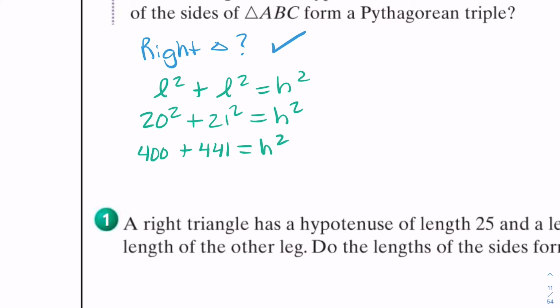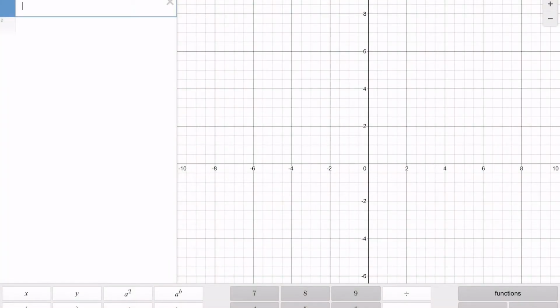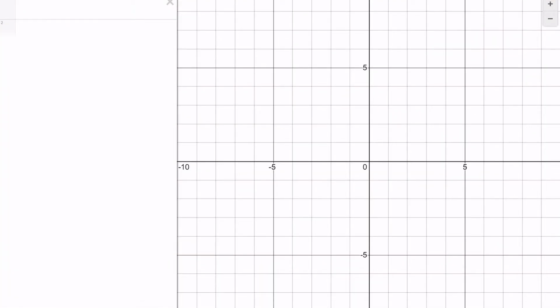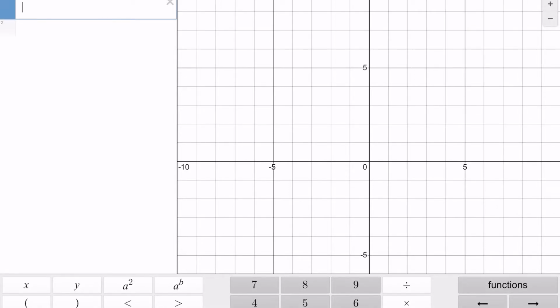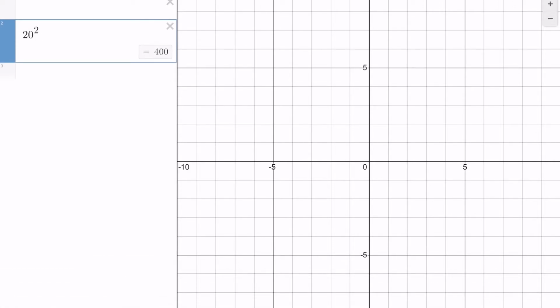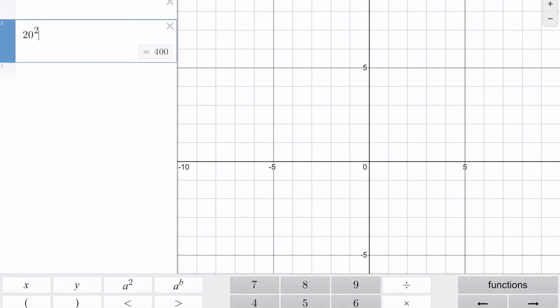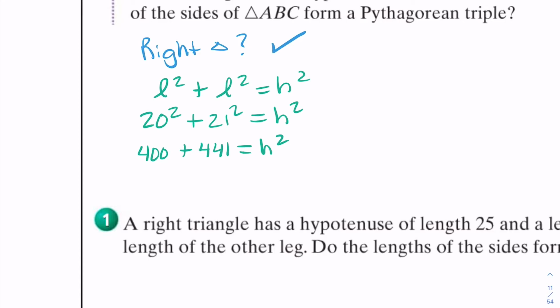So take a look at this. We do have a calculator. I like to use desmos.com. And we have everything right here. You don't need projector mode on. I'm just trying to make it a little bit larger for you to see. In this case, we're able to type in 20 squared. Notice this button right here is squared. We can actually type in plus 21 squared. And so we get 841, which is exactly what 400 plus 441 is.